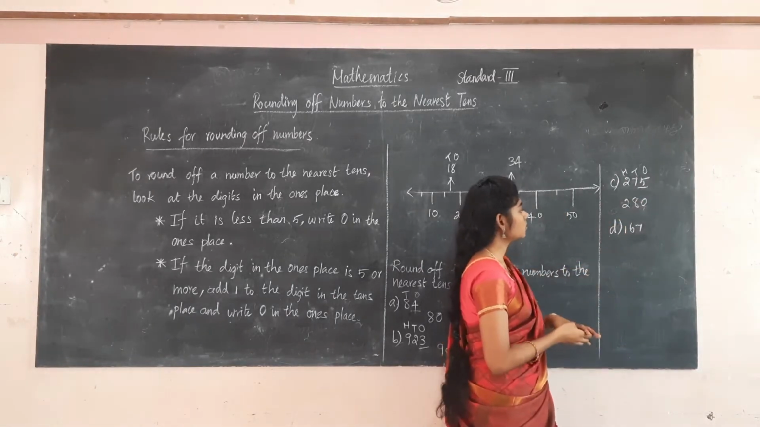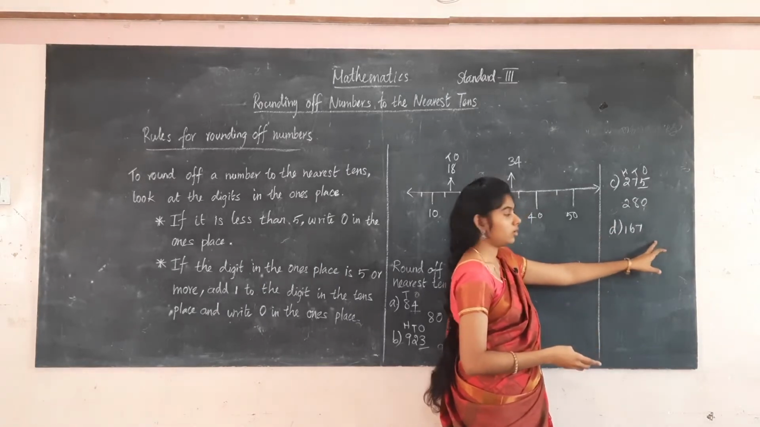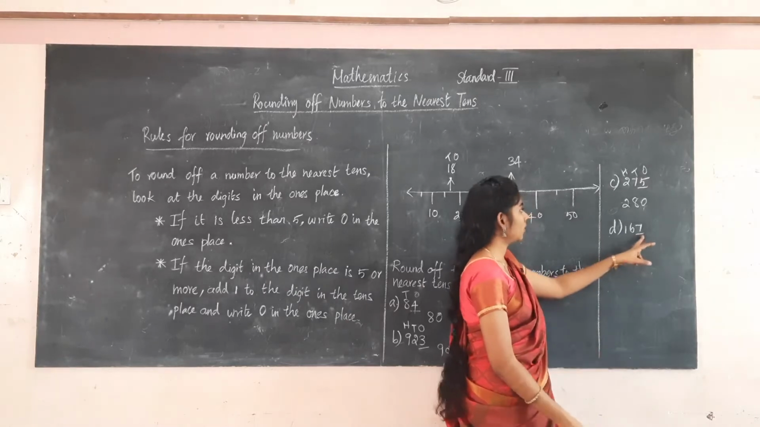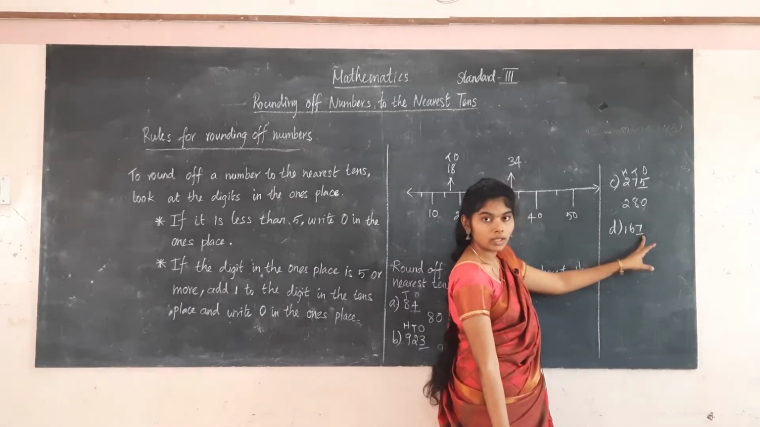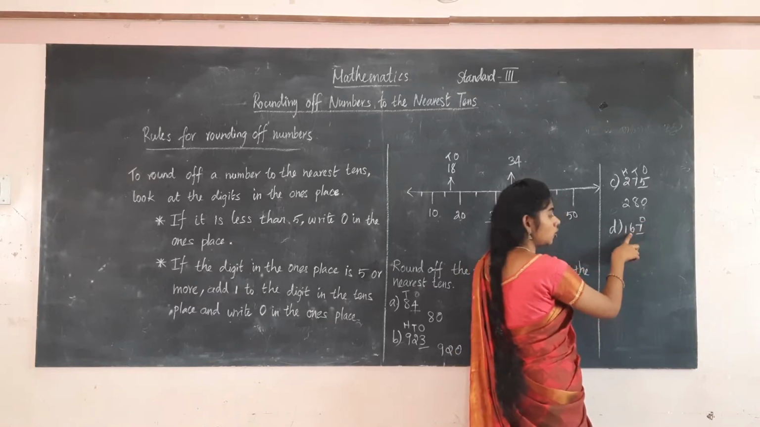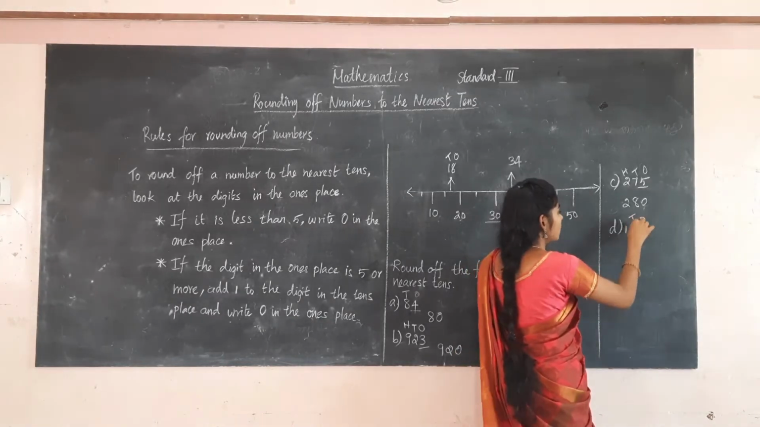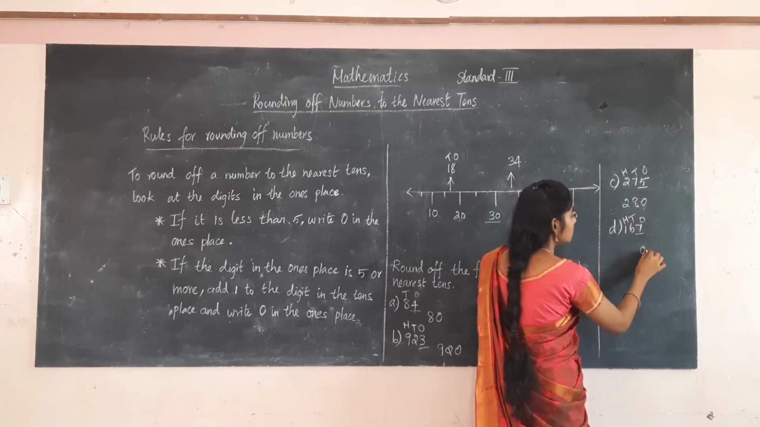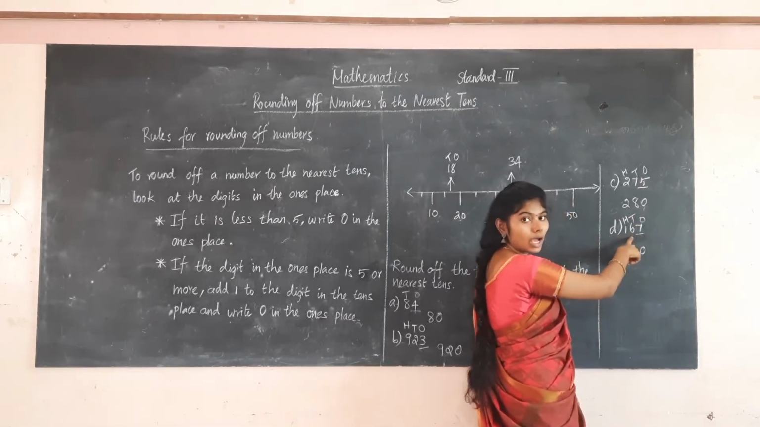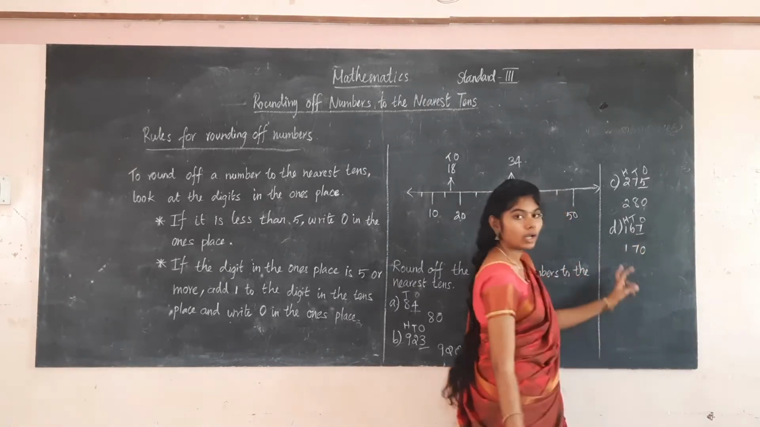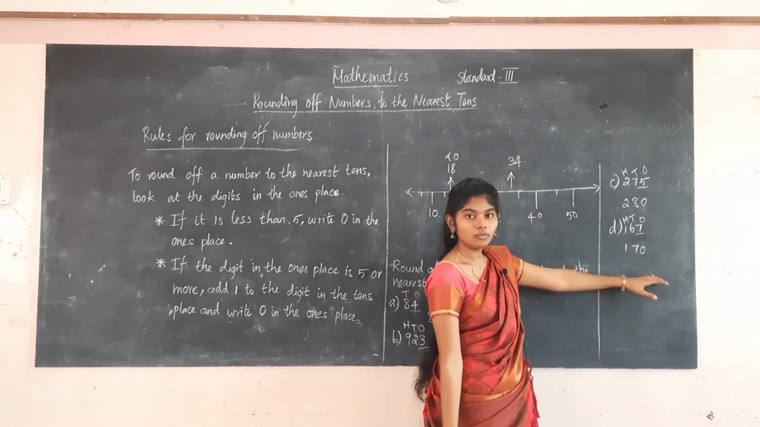The next one is 167. We have to check in the ones place to round off the number. What is the number here? 7. So it is more than 5. So we will add 0 in the ones place and you will add 1 in the tens place. So in the place of 7 you will be writing 0, and here in the 6 you will add 1. So you will get 6 plus 1 is 7. So the answer is 170. This is the rounding off number.